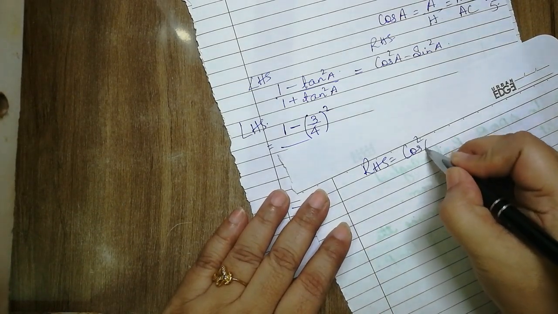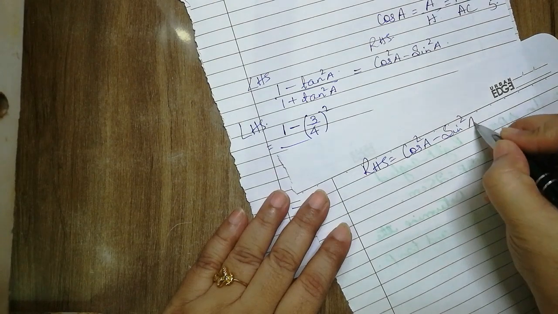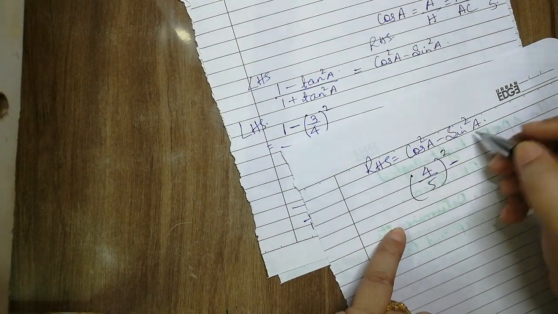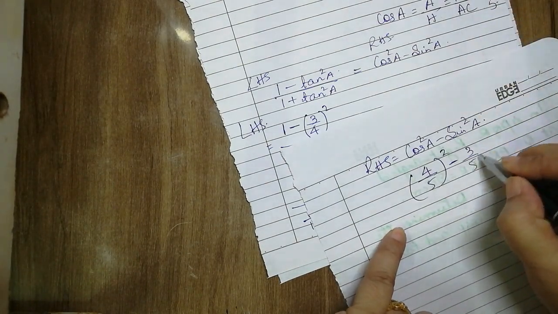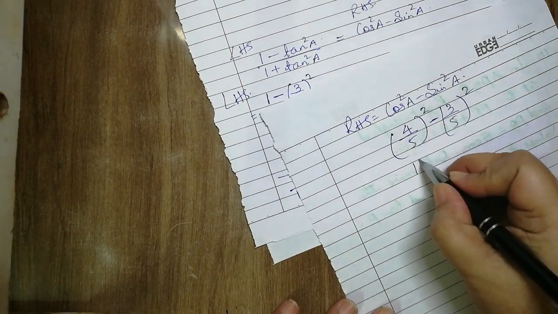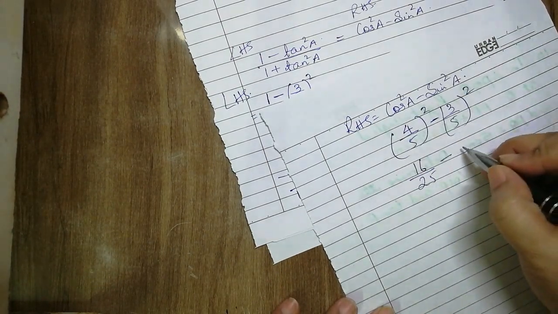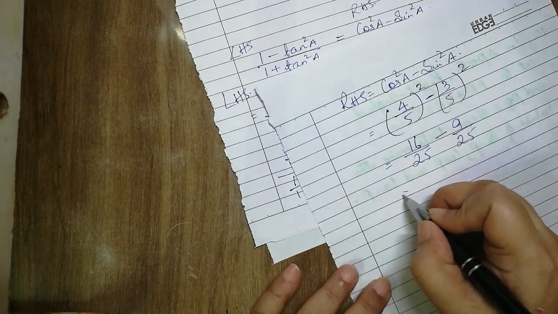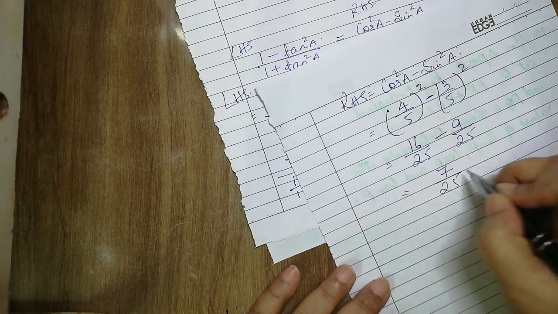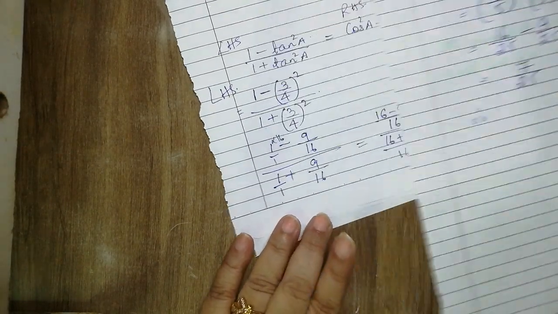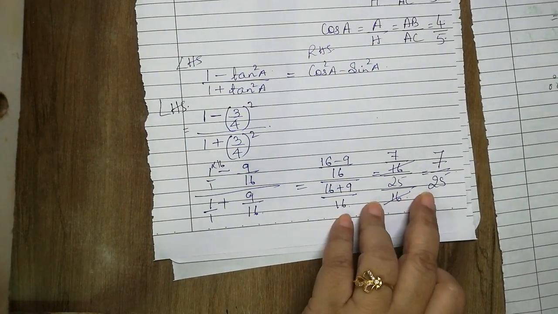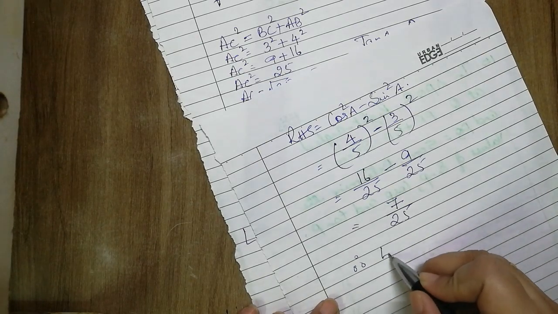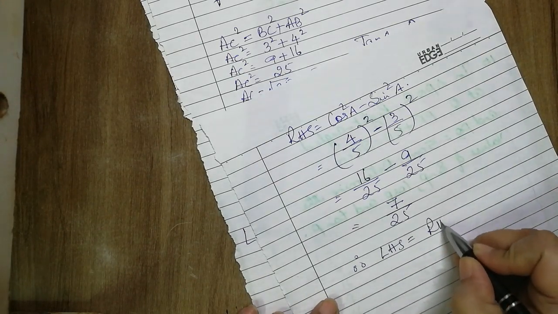Now we'll find out RHS. RHS here is cos square A minus sin square A. So cos we got as 4 by 5 whole square. Sin here is 3 by 5 whole square. So 16 by 25 minus 9 by 25. So you get here 7 by 25. Therefore we say here we got LHS as 7 by 25 and we got RHS also as 7 by 25. Therefore LHS is equal to RHS.